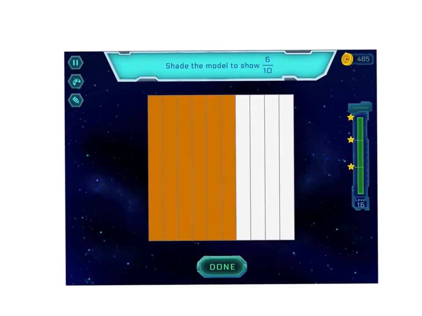All right, this time 6 tenths. I had to color this in, so it asked me to shade the model below. So all I had to do was touch these pieces to color in 6. They cut it into tenths. My job is to color in 6 of them.